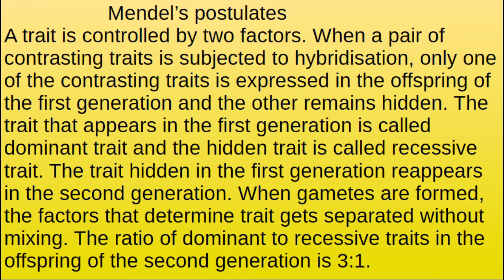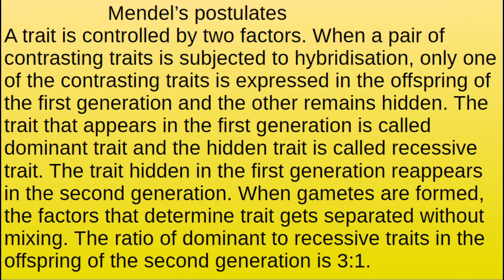Mendel's postulates. A trait is controlled by 2 factors. When a pair of contrasting traits is subjected to hybridization, only one of the contrasting traits is expressed in the offspring of the first generation and the other remains hidden. The trait that appears in the first generation is called a dominant trait and the hidden trait is called a recessive trait. The trait hidden in the first generation reappears in the second generation.